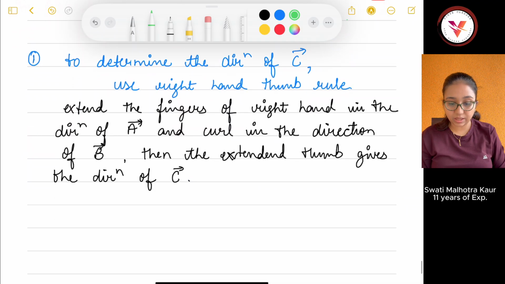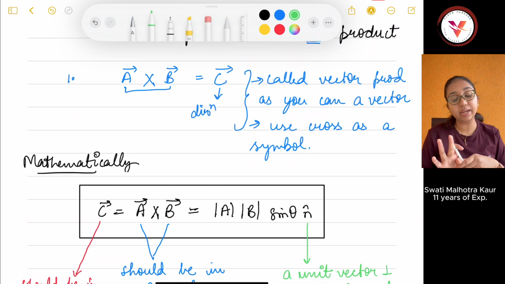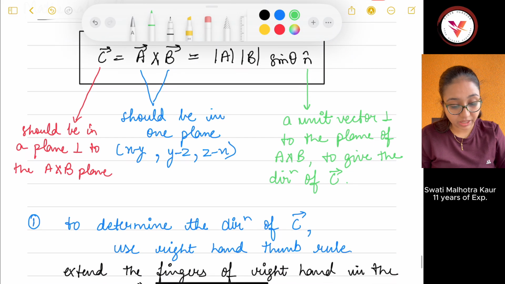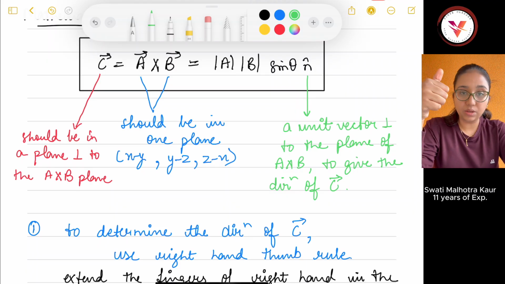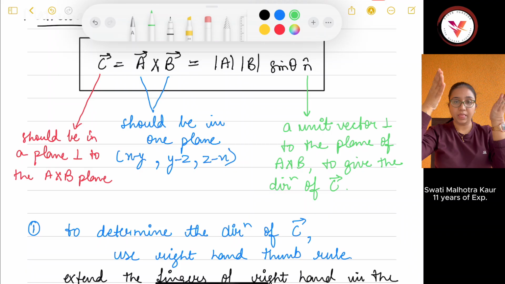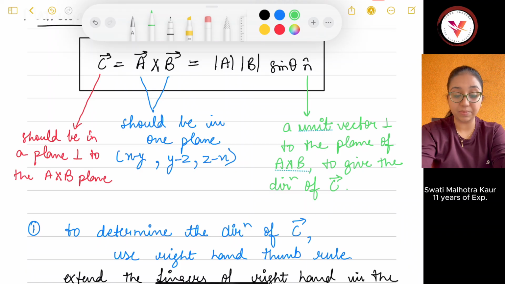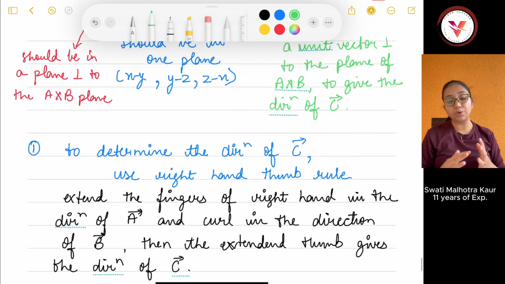So that is the basic thing of vector product, which is that the vector product gives you a vector, and it can be written as AB sine theta with n cap. And to determine the direction of C, you can use the right hand thumb rule. Extend the fingers in the direction of one vector and curl towards the other vector, and the extended thumb gives you the direction of the resultant vector. And the two vectors A and B should be in the same plane, and the resultant would be in a direction perpendicular to A and B. So this is a basic introduction of the vector product.